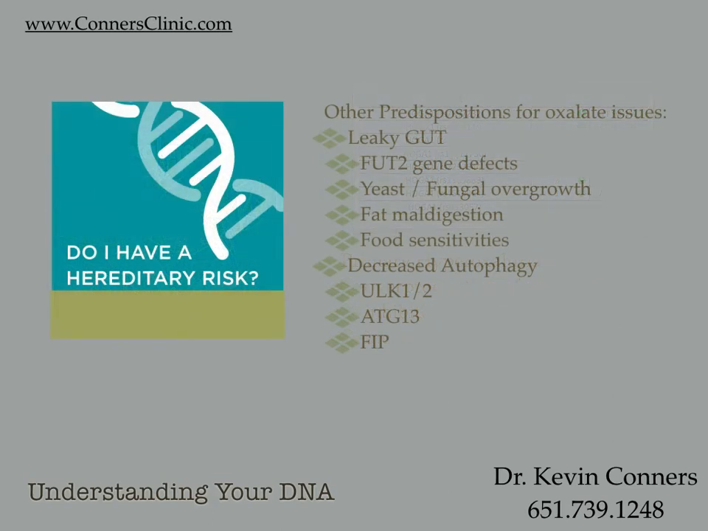Secondary hyperoxaluria, you're dealing with leaky gut issues. There are genetic components to that, but we're not talking about the specific oxalate genes. We're talking about the genetic components that lead to leaky gut, like FUT2 gene defects. Also, there's evidence that decreased autophagy increases oxalate issues, so the ULK, the ATG genes, and the FIP genes. These are also on your report that we go over. Will show a decrease in autophagy.